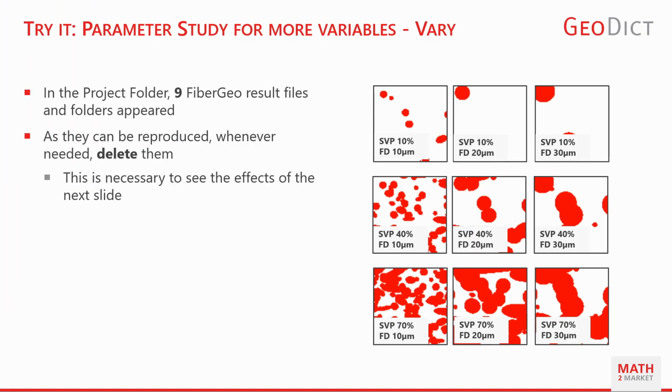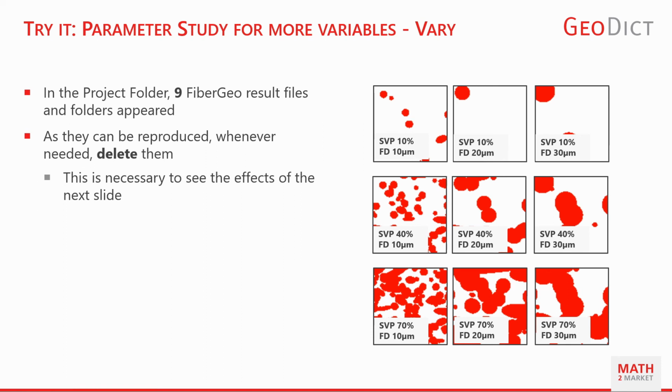And here on this workshop slide, you can see a 2D image for all 9 combinations. As we had 3 values for both variables, the result is 3 times 3, so 9 different structures. And here, the SVP grows from top to bottom, and the fiber diameter increases from left to right. Thus, the structures become denser from top to bottom, and the fibers thicker from left to right.